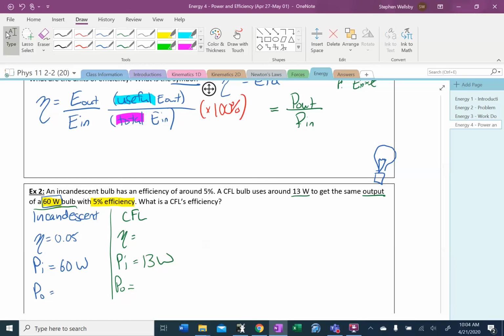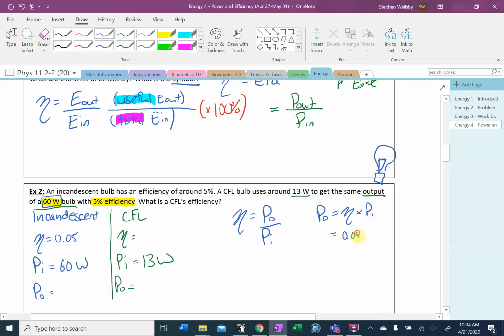So in order to solve for the efficiency of the CFL, we would need to find the power out first. So let's try that one first. Here's our formula: eta, or efficiency, equals power out over power in. So if we rearrange for power out, it is going to be our eta times our power in. And in this case, this is going to be 0.05 times 60 watts.